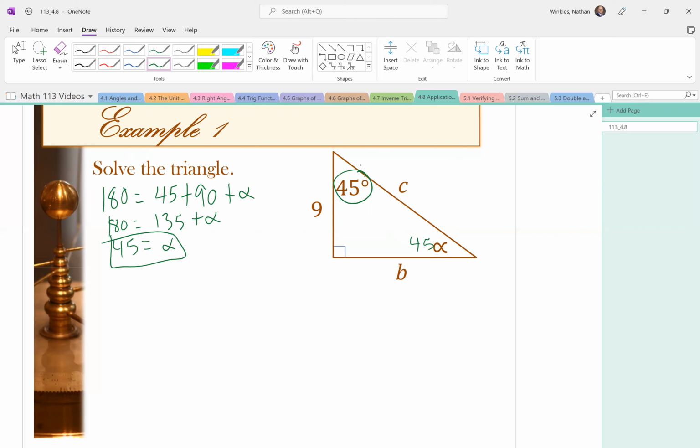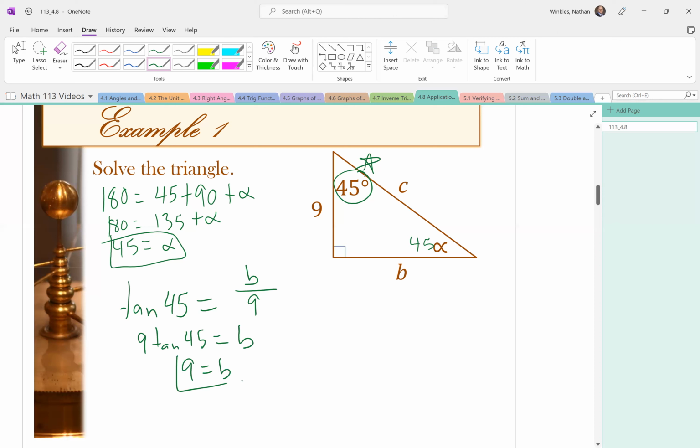So I'm going to use this one to figure out that the sine, oops, sorry, not sine, can't use sine here, tangent of 45 is equal to opposite over adjacent. So in other words, 9 tangent 45 is equal to B. Tangent of 45 is 1, so therefore B is equal to 9.